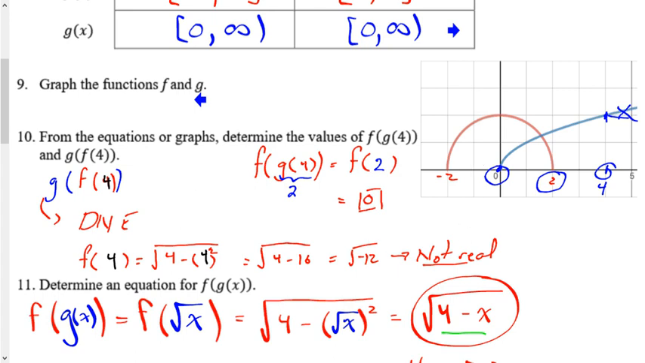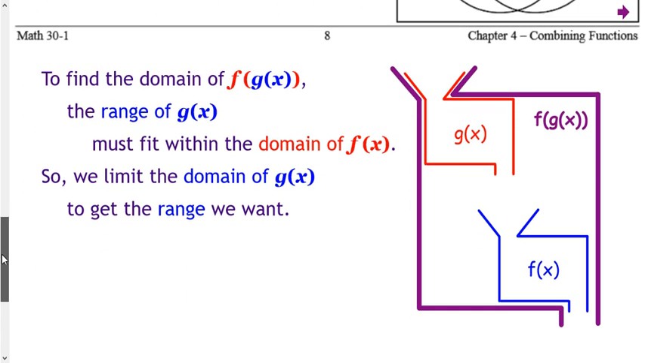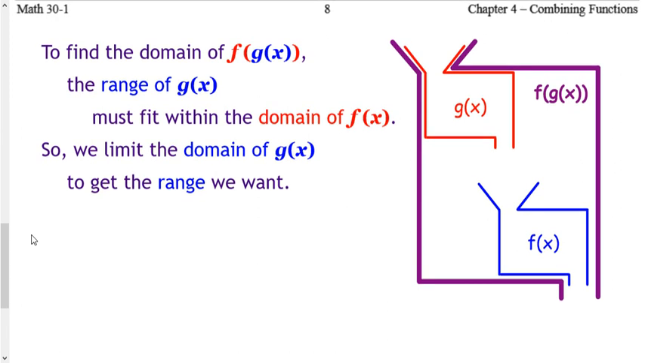But for now, let me just summarize here at the bottom of the page. To find the domain of f of g of x, the range of g of x must fit within the domain of f of x. So let's just write that in here. The domain of f of x was -2 to +2. Hope we could include those endpoints. That's not very nice. Let me rewrite it.